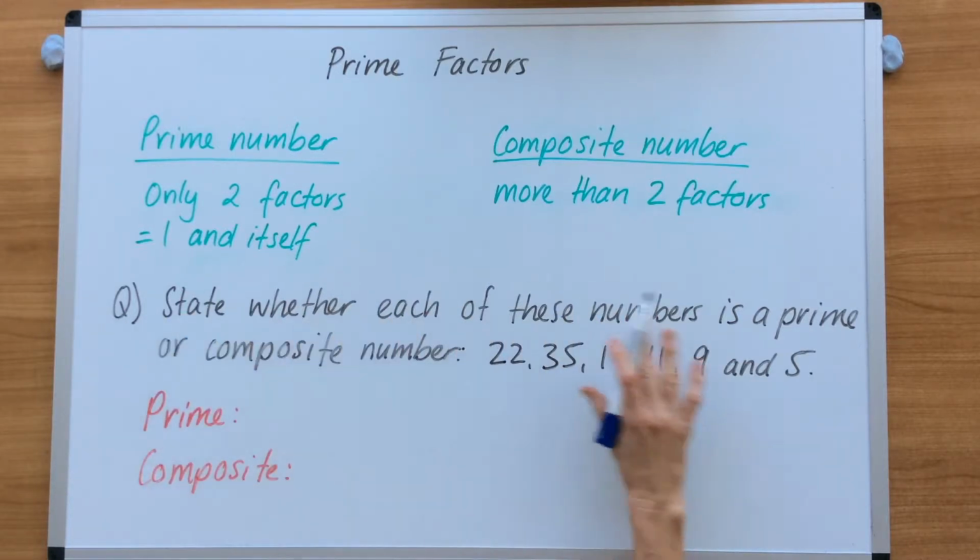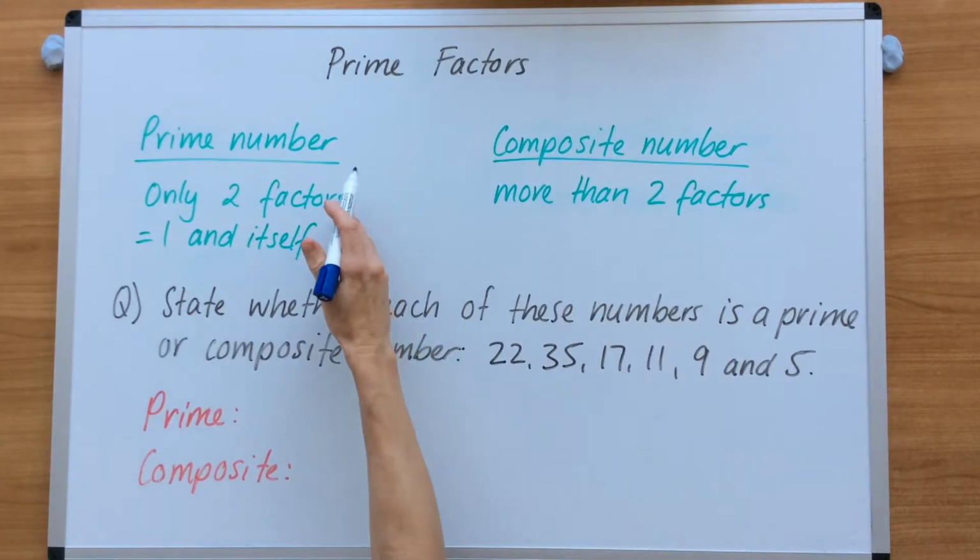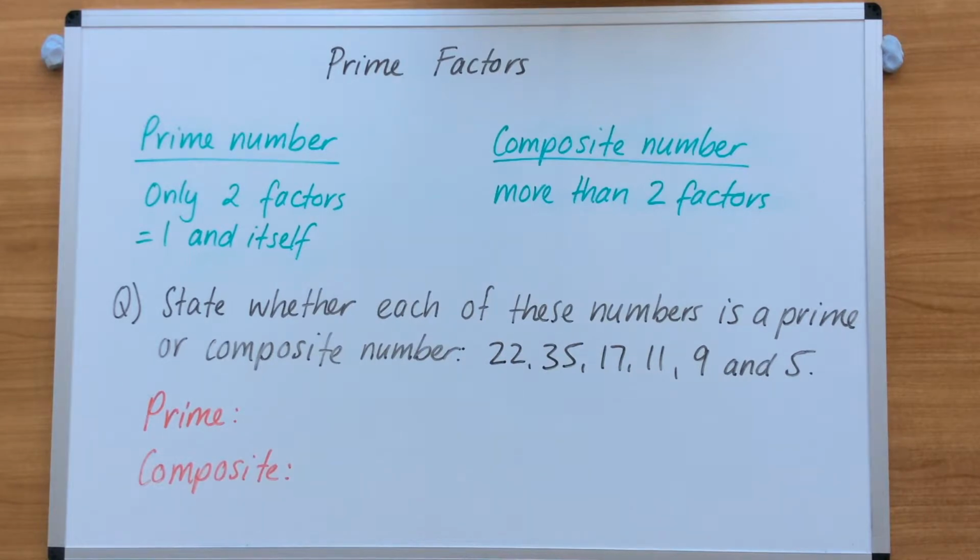So let's have a look at this example here to help us decide what a prime number and a composite number is. So the question says, state whether each of these numbers is a prime or composite number. And we've got a list of 6 numbers here. So let's have a look at what the prime numbers are. So I'm going to go through these numbers and have a look.